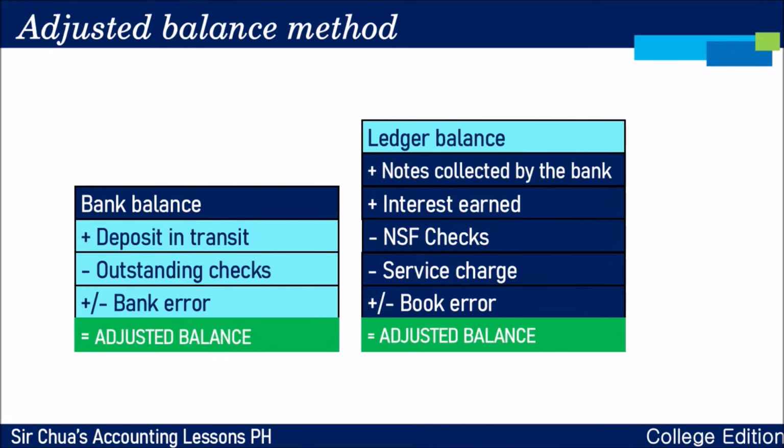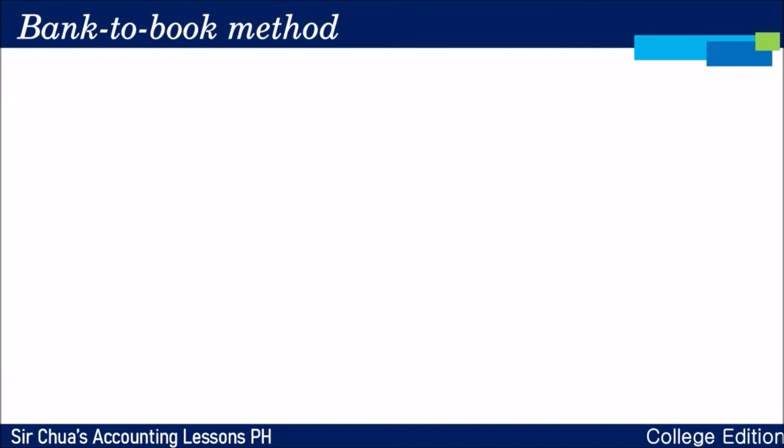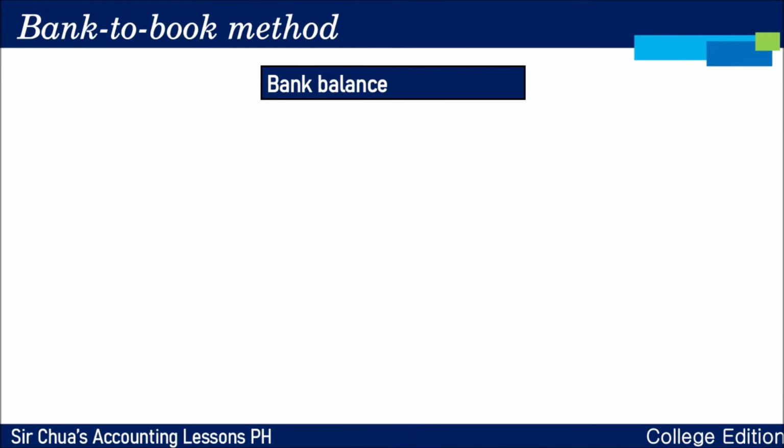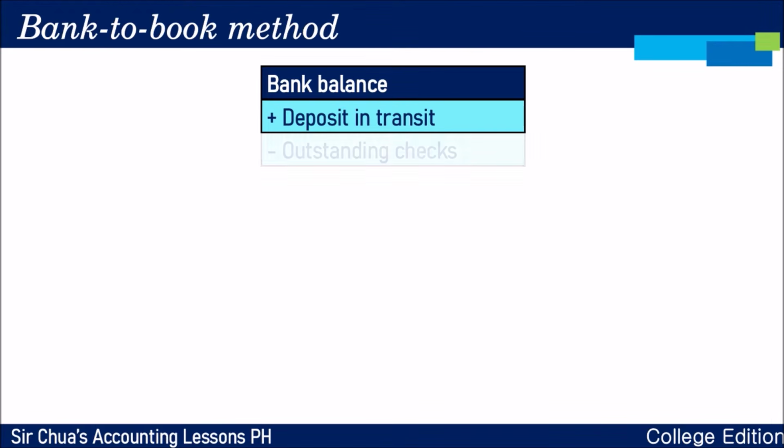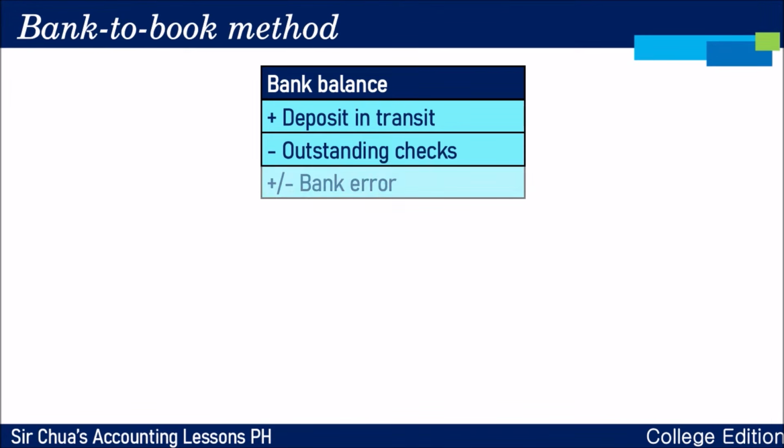Now, the other method that the company can use is the bank-to-book method. Pagka naman po bank-to-book method, we start with the bank balance na sinabi sa bank statement, pero mauuwi tayo sa kung magkano yung sinasabi ng accounting records na pera natin sa bangko. So, ganito po siya. Bank balance in the bank statement, and then diretso lang po like how we used to add deposit in transit minus outstanding check. Tapos add or minus po natin yung bank error.